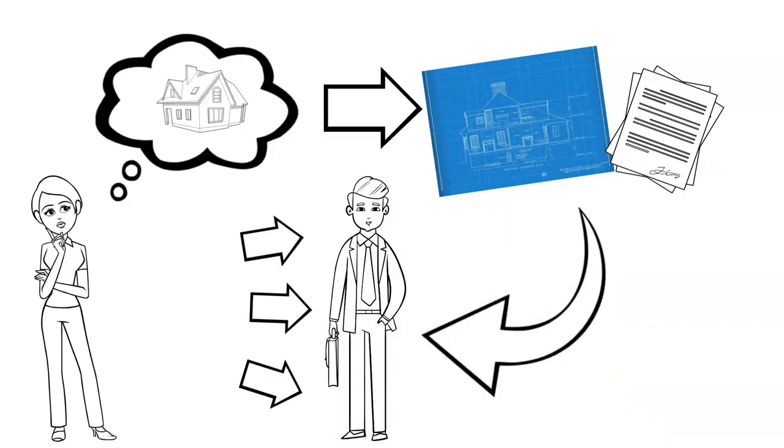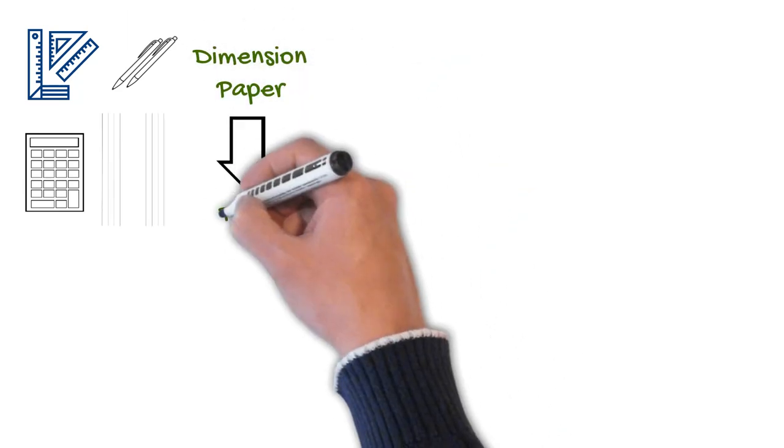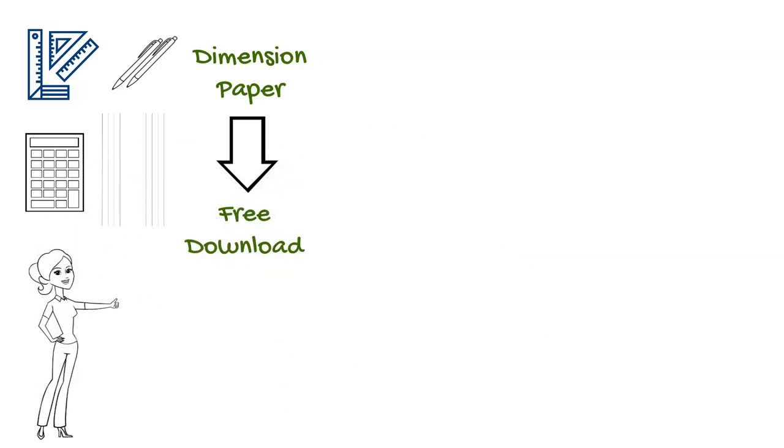To perform the takeoff, you'll need a scale ruler, a pen or pencil, a calculator, and some DIM paper, also known as dimension paper. By the way, we've left a link in this video to a free DIM paper template download, so you can attempt your very own construction takeoff.